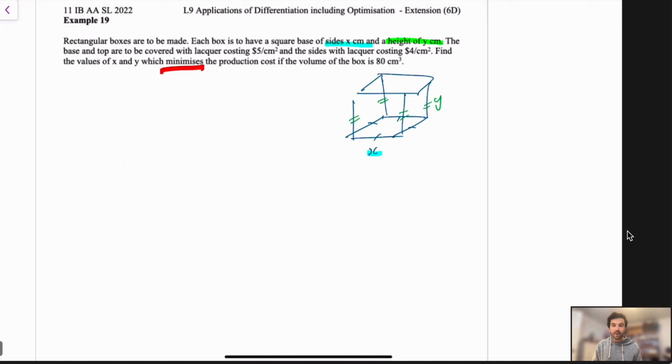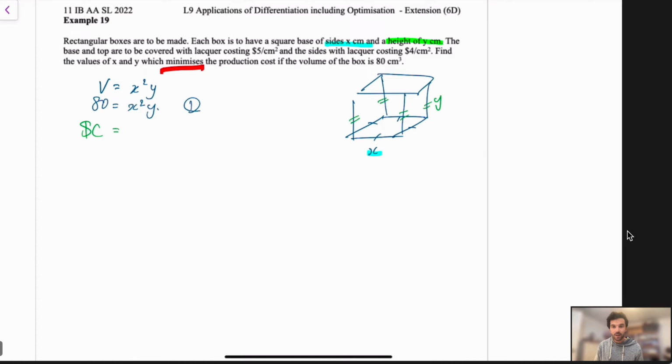We've made a diagram. Now let's consider our situation. It's saying that the volume of this, so volume is going to be x squared y, is going to be 80. Okay, so that's one equation we've developed there. And it seems like you want to minimize the total cost. So let's have a think about what this cost equation could be.